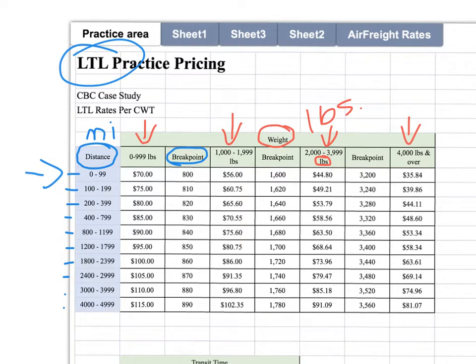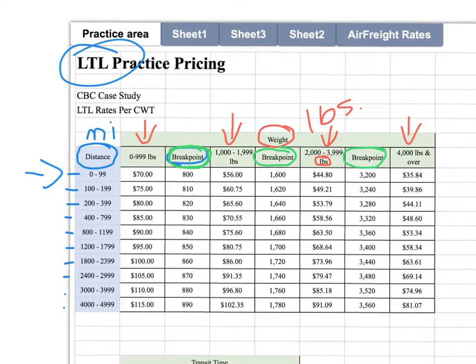Then, as I change colors, I'm going to highlight this breakpoint. Okay, and breakpoint is an important concept that happens anytime we have a tiered rate schedule, and it basically just tells us when to go to the next bracket, which we'll look at in a second in terms of pricing.